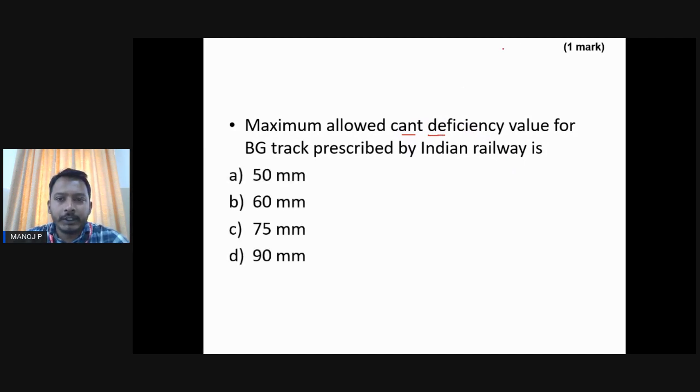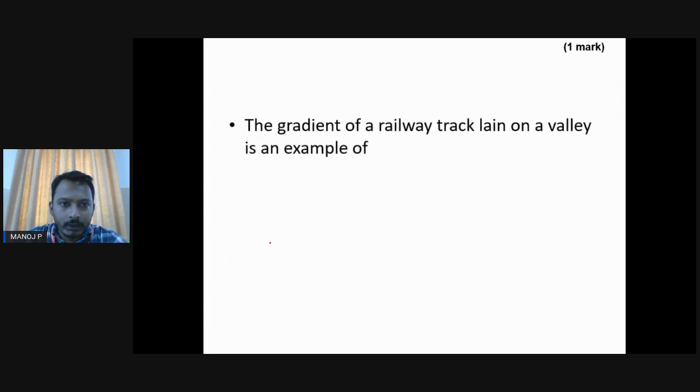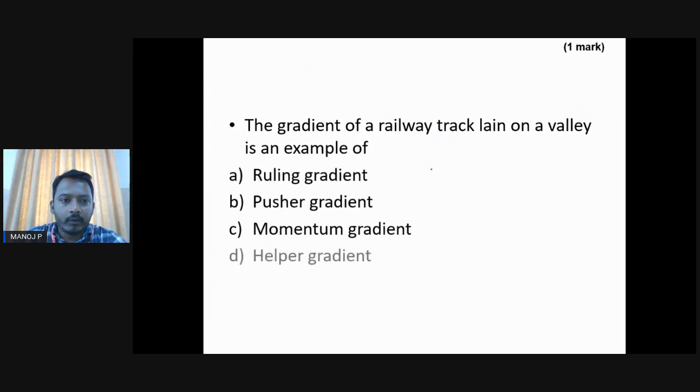Okay, as per Indian Railway standard, what is the maximum allowed cant efficiency? It is 0.075 meters, or 75 mm, or 7.5 centimeter.